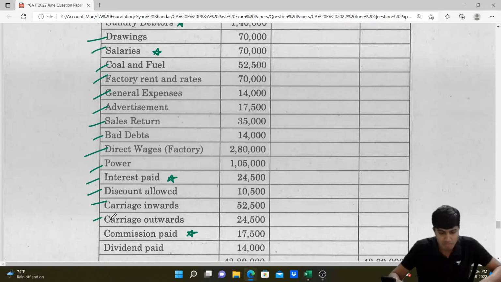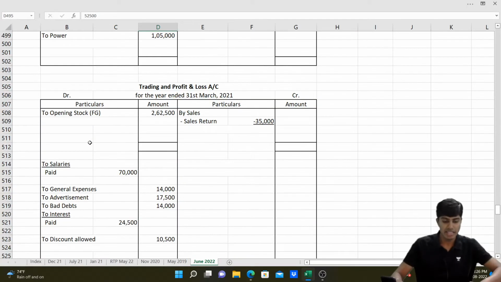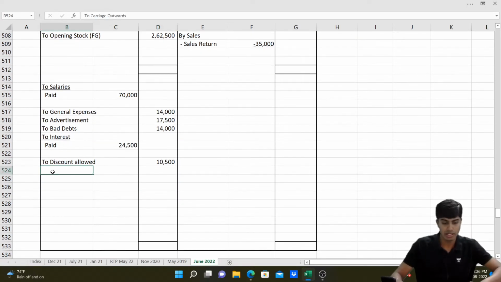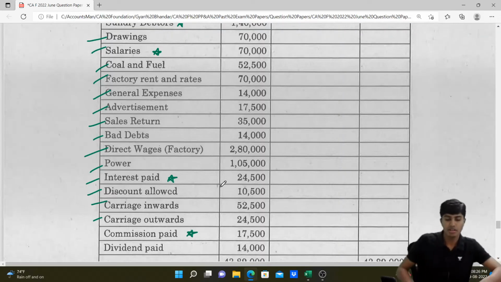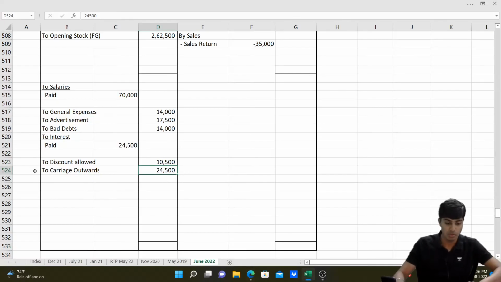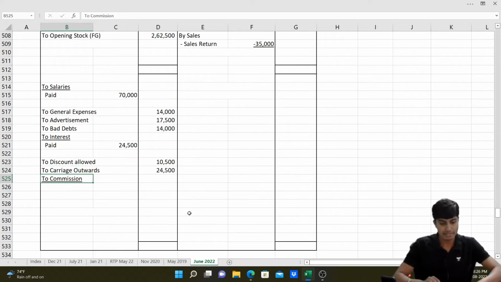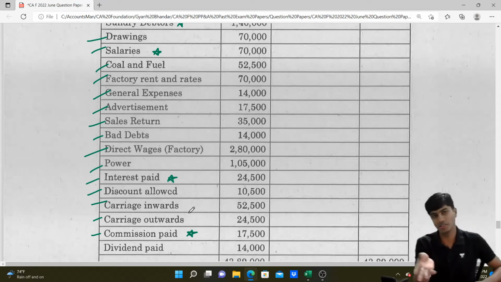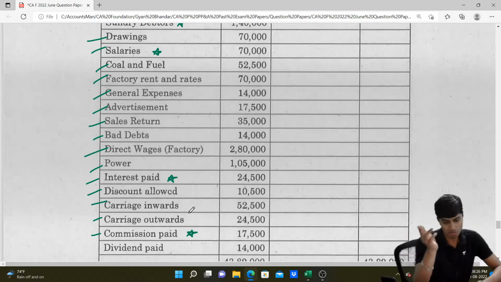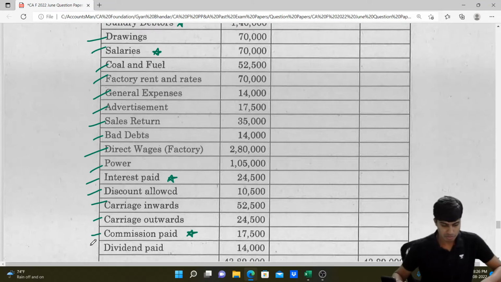After carriage inwards, we have carriage outwards 24,500. This carriage outwards will come in P&L account. I'll write here carriage outwards 52,000, sorry, 24,500. Then we have commission paid of 17,500, which is expense indirect in nature, P&L account debit. I'll write commission paid 17,500. I'll wait to adjust the outstanding or accrued whatever given and then write the amount out. Right now it will stay in inner column.